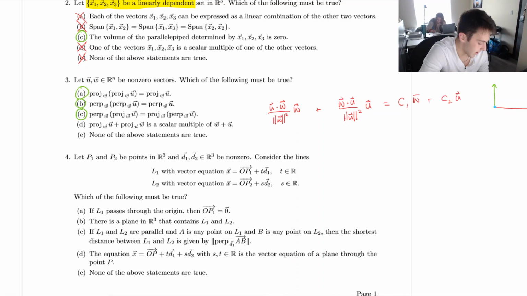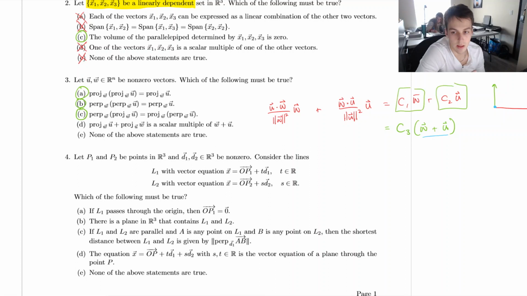And if we look at the right-hand side, we've got a scalar multiple of w plus u. And a scalar multiple of w plus u would be something that looks like that, right? W plus u. So we can't necessarily say that this is true, because in the first case we've got each of these vectors scaled and then added together. But in the second case we're adding together the vectors first and then scaling. So that's not necessarily true. Therefore, we've got A, B, and C as the only correct answers here.